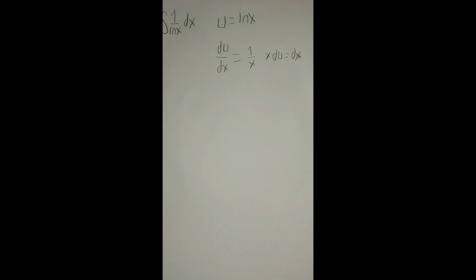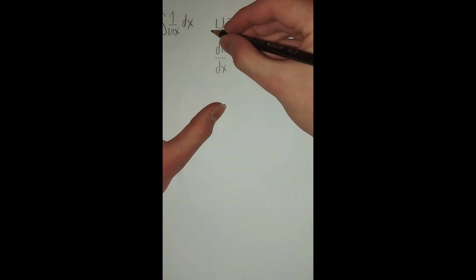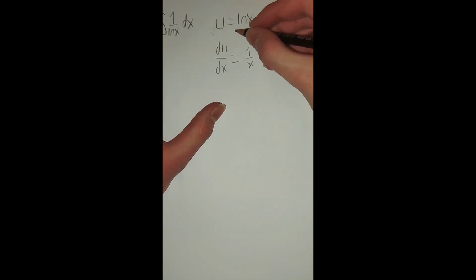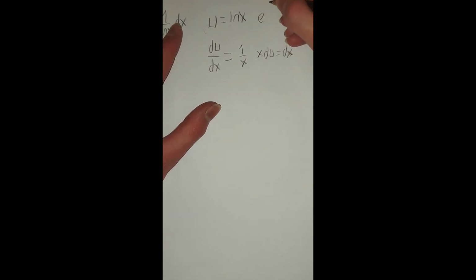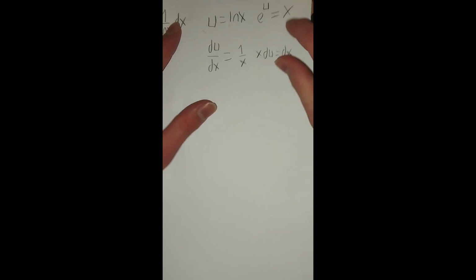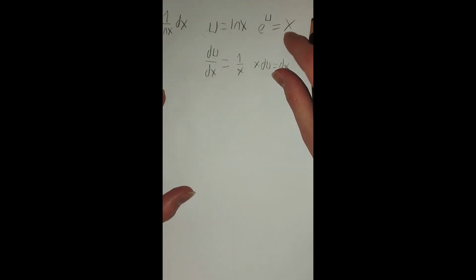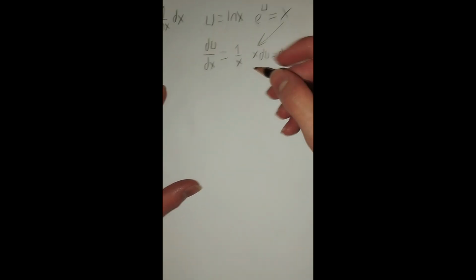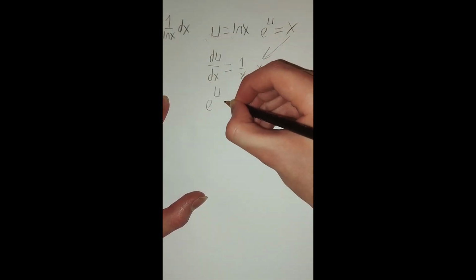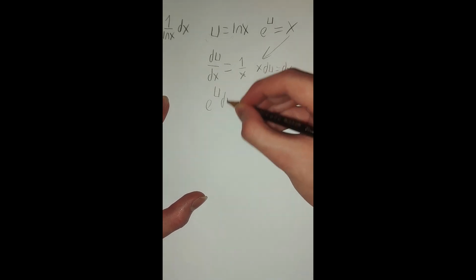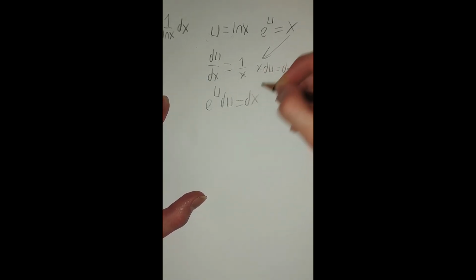Now let's find x. So when we put e in both sides, we are gonna have e to the u power equals x. So now we have found the value of x. Let's replace it in here. So we have e to the u power du equals dx.